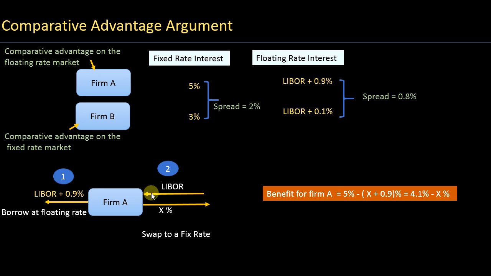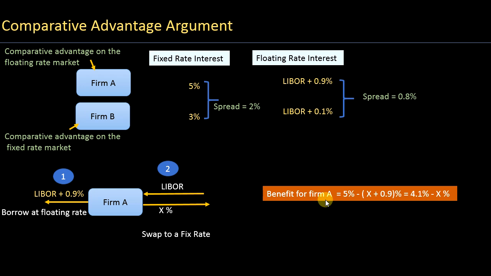And then firm A should go to the market and enter into an interest rate swap. Let's assume that it receives LIBOR and pays a particular fixed rate, and let's assume that rate is X%. Now the net position will look something like this. In other words, firm A is borrowing at the rate in which it has a comparative advantage, which is LIBOR plus 0.9%, and then enters into an interest rate swap to receive LIBOR and pay a particular fixed interest rate, which we are saying is X%.